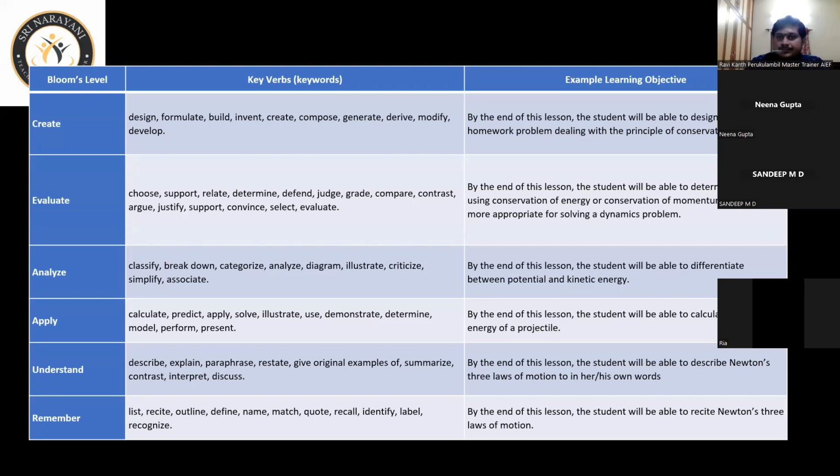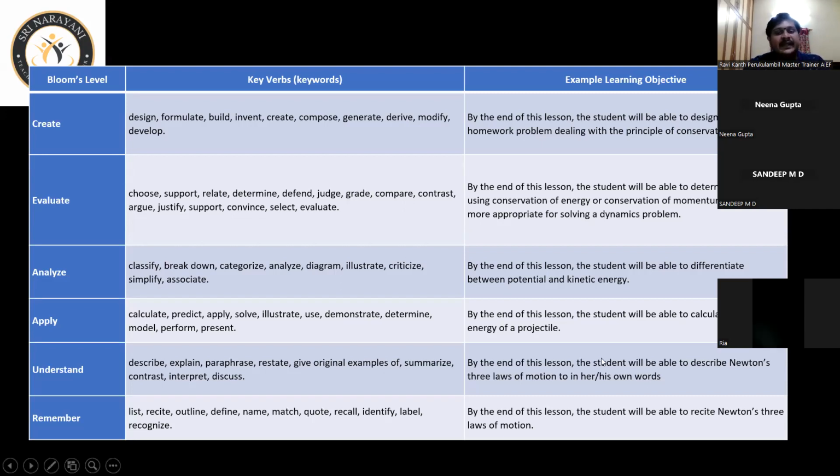Now, let us see a question. By the end of this lesson, the student will be able to recite Newton's three laws of motion. The example lesson that we have taken is Newton's laws of motion. So in the remembering level, the student will be able to recite Newton's three laws of motion, which means the teacher has explained Newton's laws of motion to the child. Now the child can tell the same thing to the class, or to anyone he or she comes across in life. Okay, that is the remembering level.